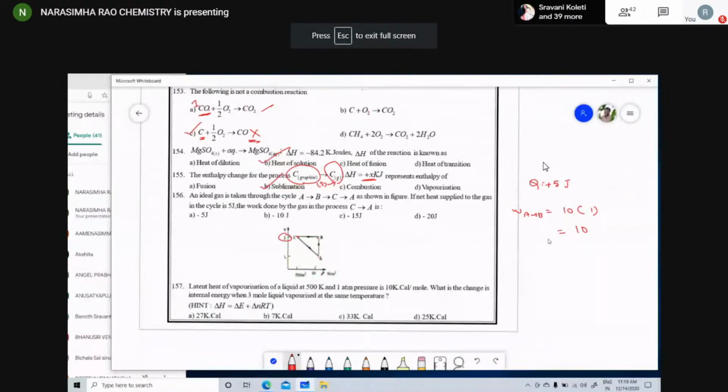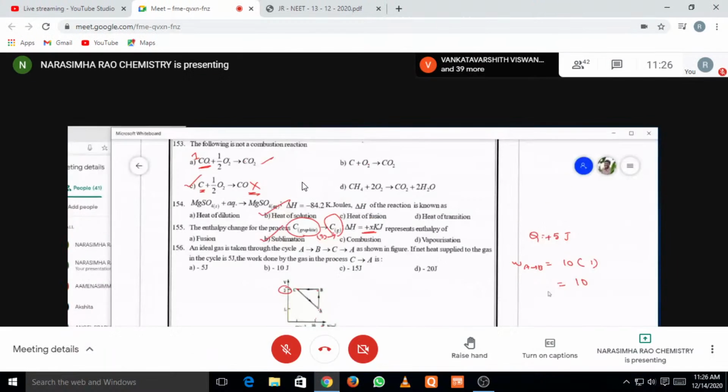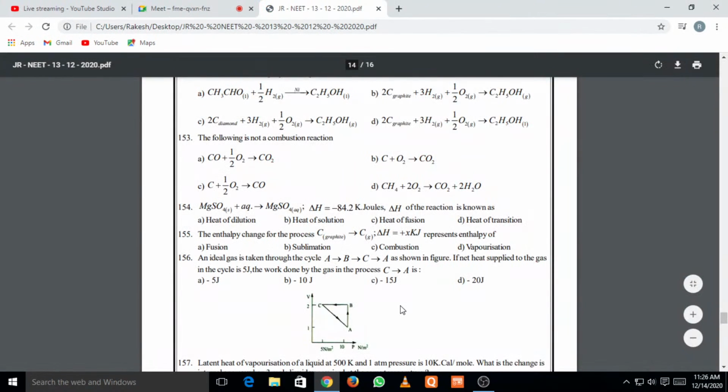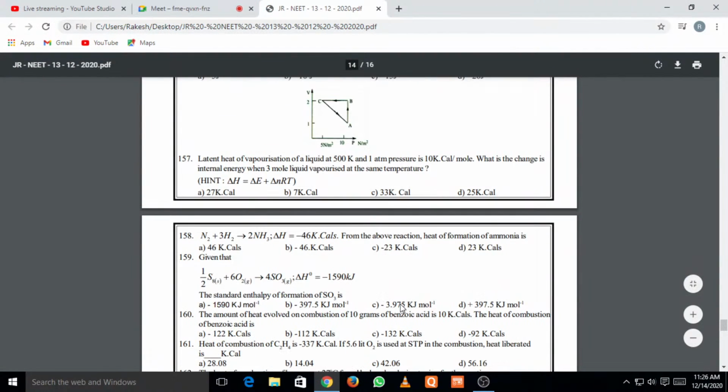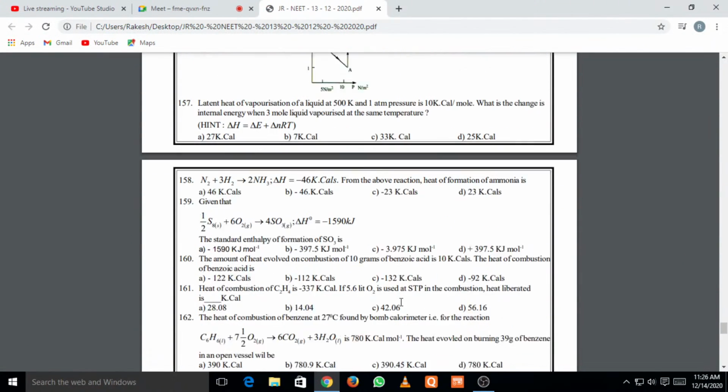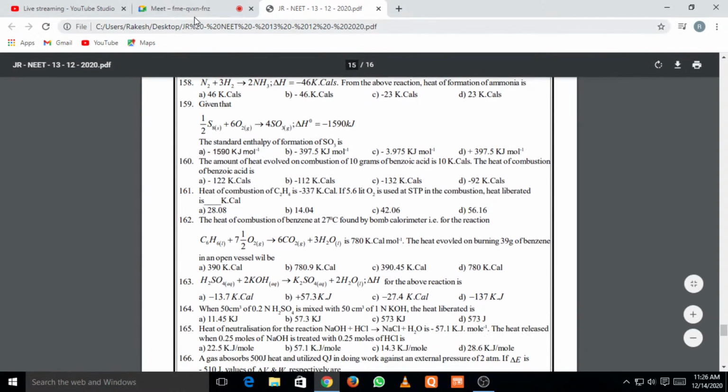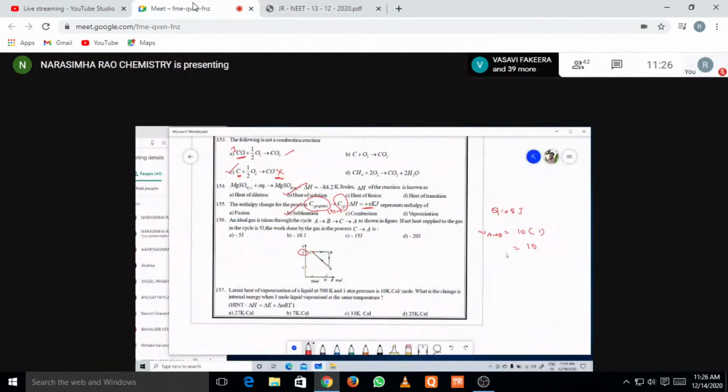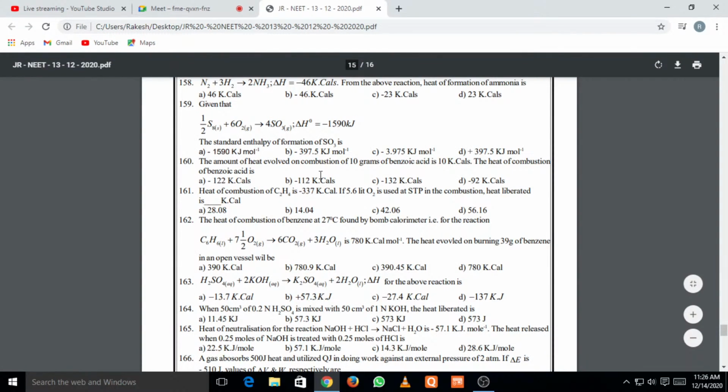It's clear. The amount of heat for 10 grams of benzoic acid is 10 kilocalories. Then the heat of combustion of benzoic acid is? Benzoic acid means C6H5COOH. Molecular weight is 122. Okay, right, children. 10 grams gives 10 kilocalories, means 122 grams gives 122 kilocalories. So our answer is 122 kilocalories.